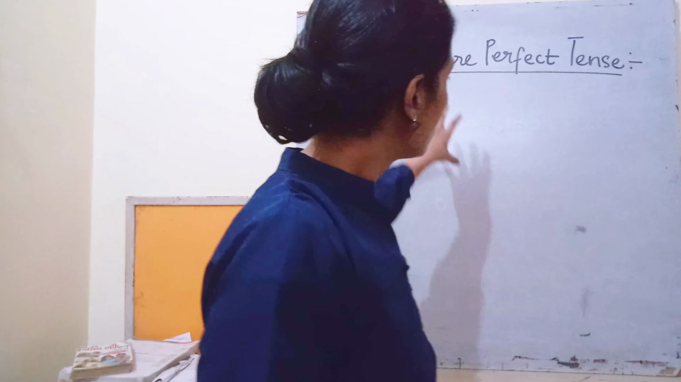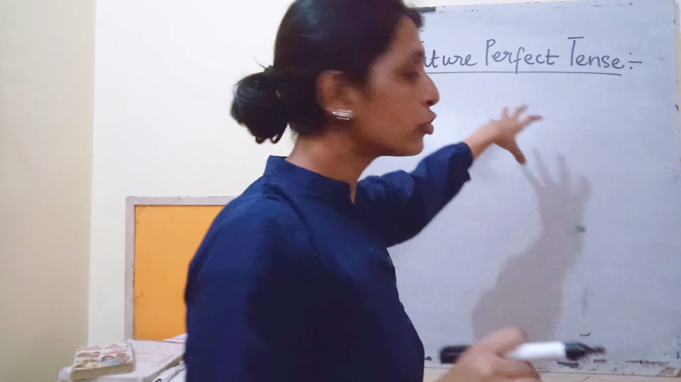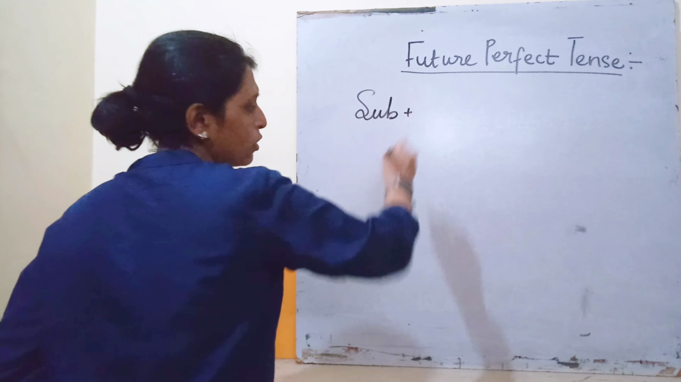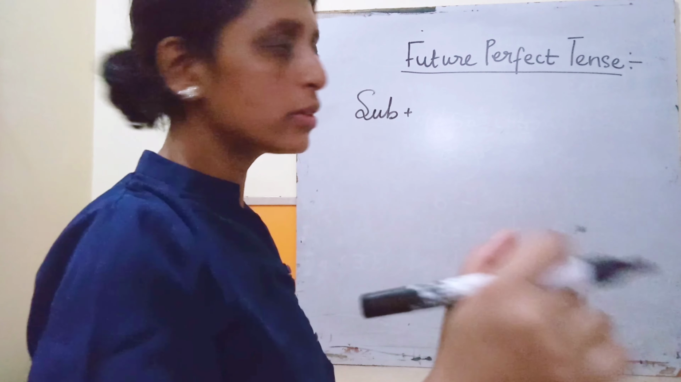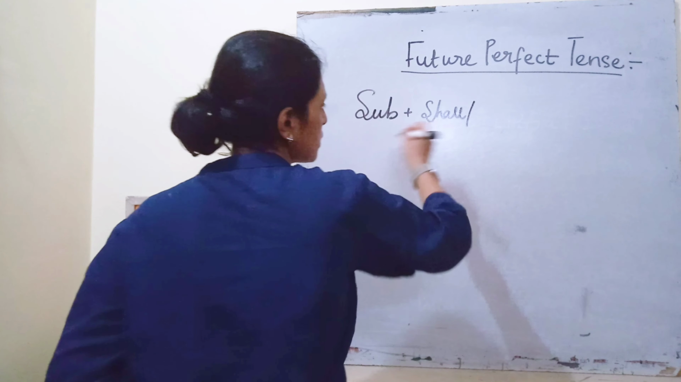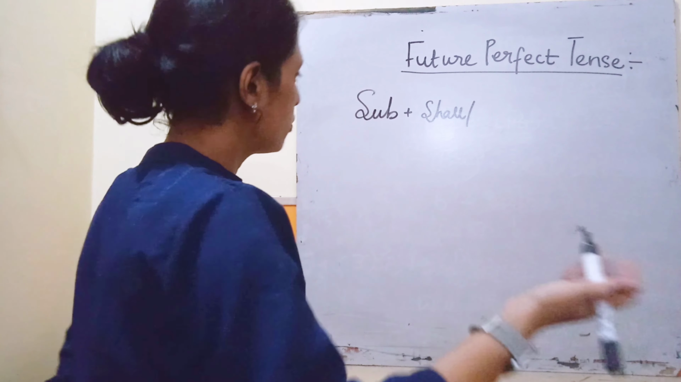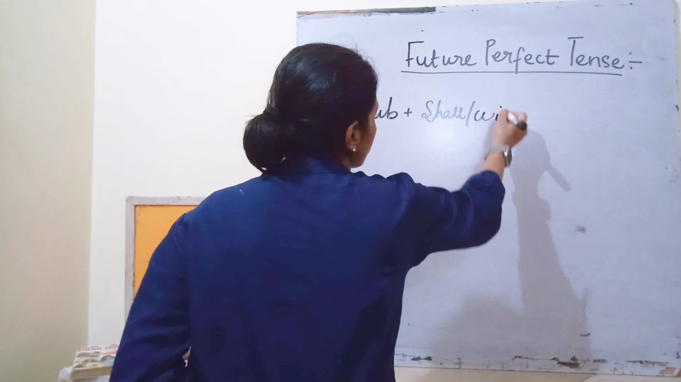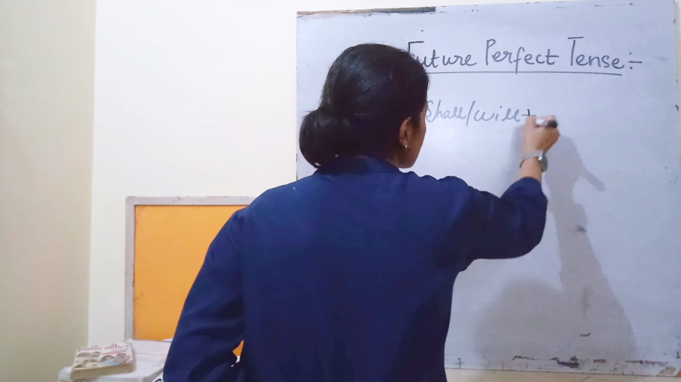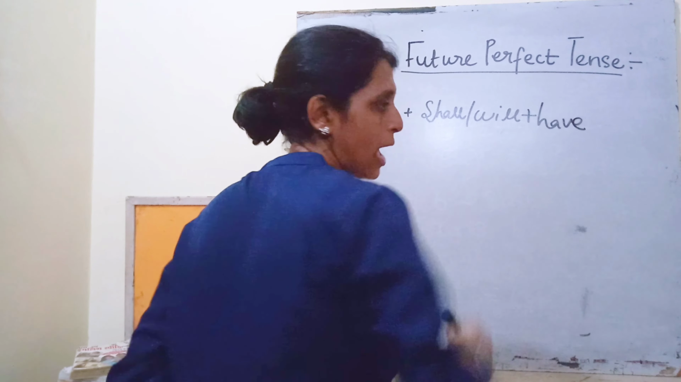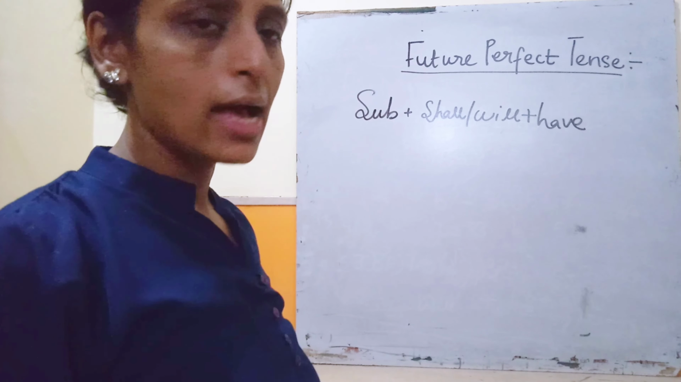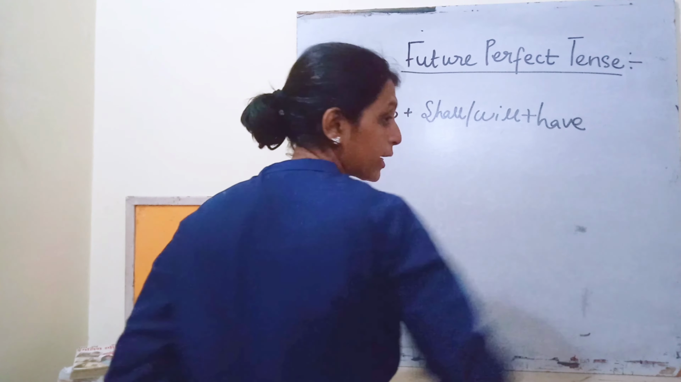Okay, so what is the structure of the future perfect tense? Let's see. It is subject. Subject can be singular, plural, first person, second person or third person. Shall will be used with the first person, both its plural and singular form. Will for the second person and the third person. Then plus have. We don't use has here in the future perfect tense. With every subject we will take have only.